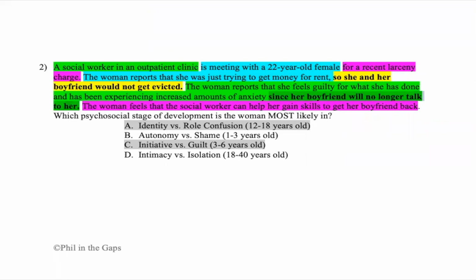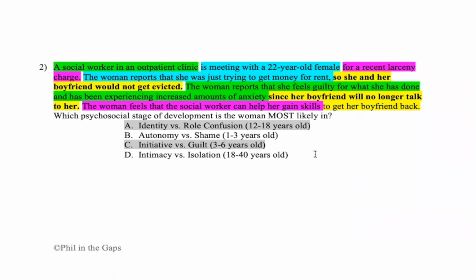So she is so focused on the boyfriend that is in her own view. The woman feels that the social worker can help her gain skills to get her boyfriend back. So that is where it's all focusing on, is the boyfriend. So now we have to think about it. Is she being autonomous and roaming the environment and looking back for somebody else to take care of her? Or does she feel shame based on who she is and what she's particularly done?